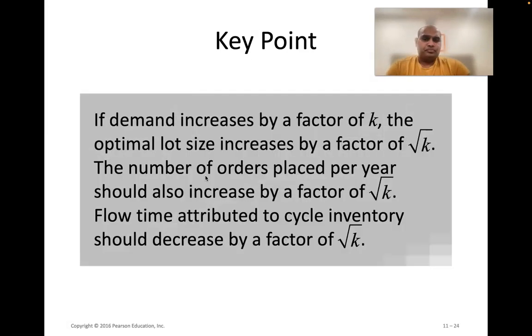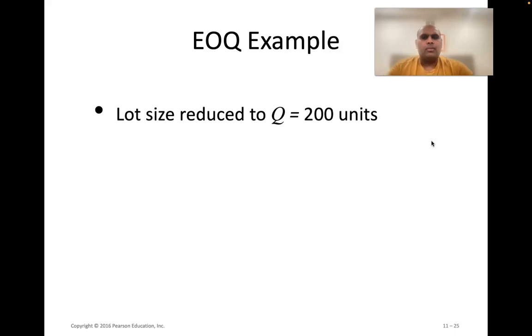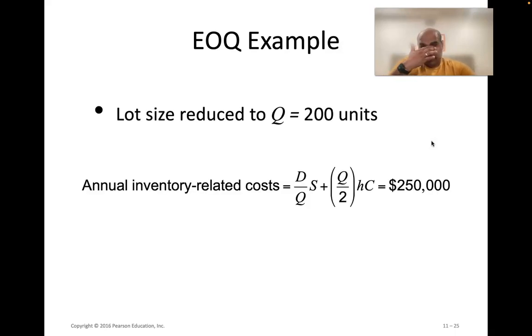And finally, one thing to remember is that if demand increases by a factor of K, the optimal lot size will increase by a factor of square root of K, because lot size is square root of 2 times demand times S, right? So everything else remaining the same, the relationship between demand and lot size is a square root representation.